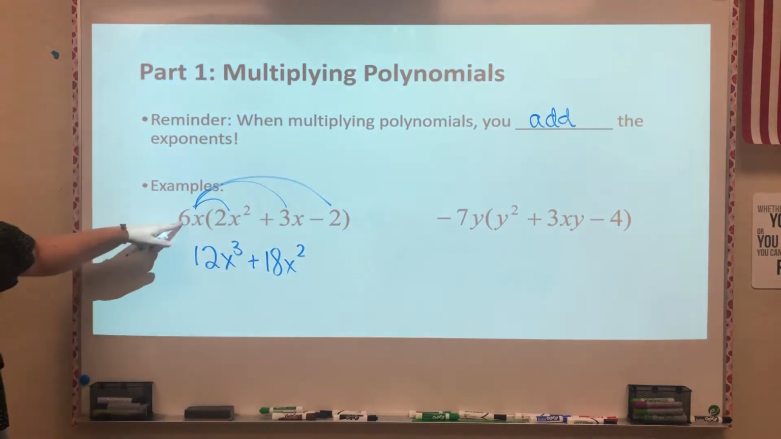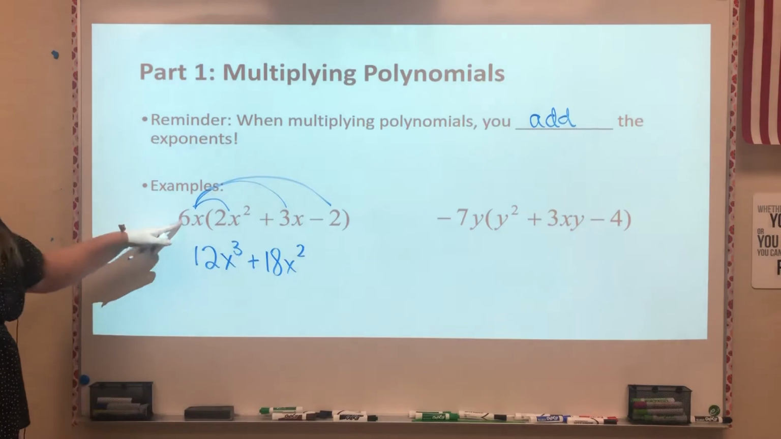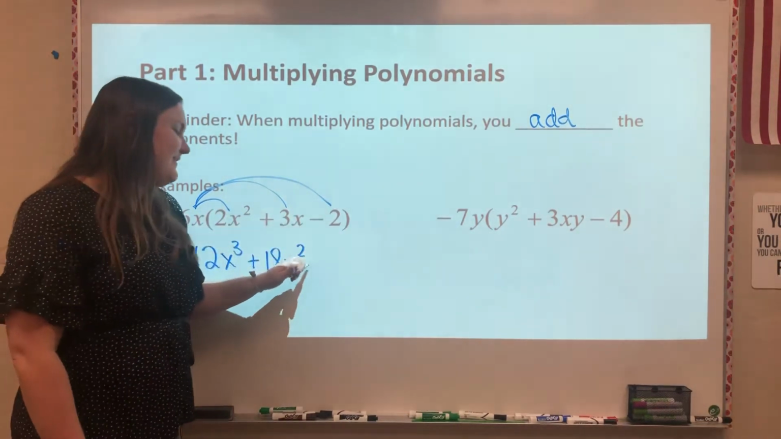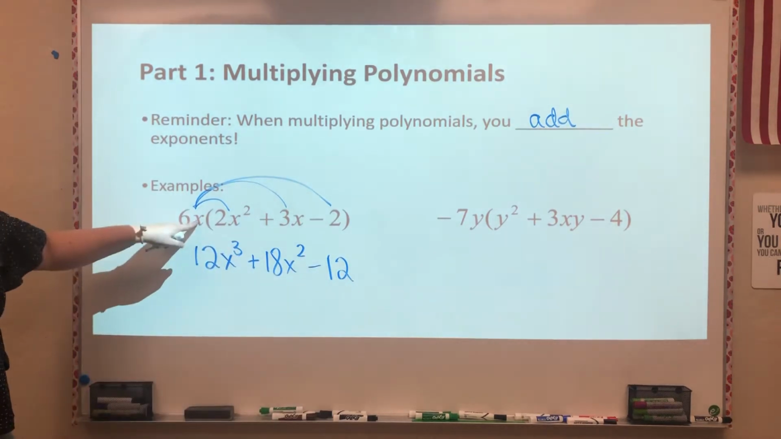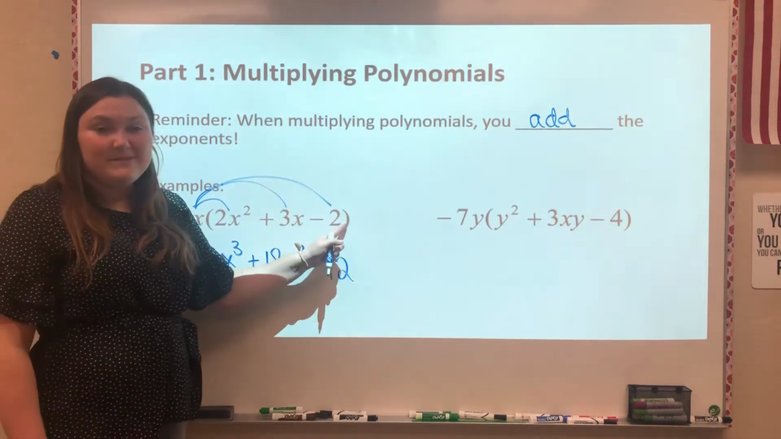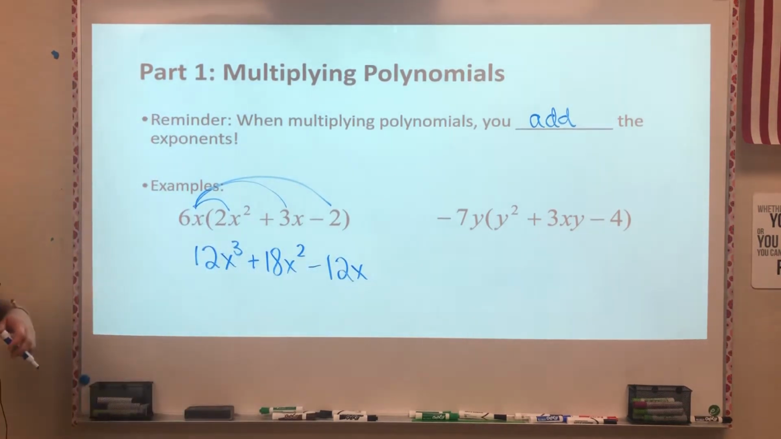There's one last part, the 6x times that -2. Well, 6 times -2 gives me -12. And then I've got an x here. I've got nothing to multiply it with, so all I've got to do is copy it down. We get the -12x.